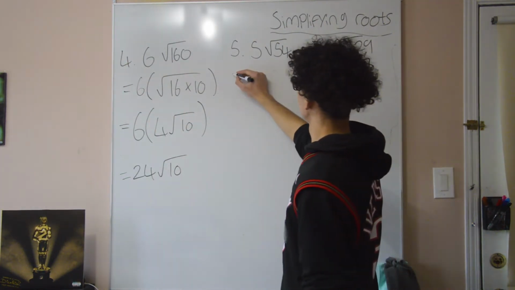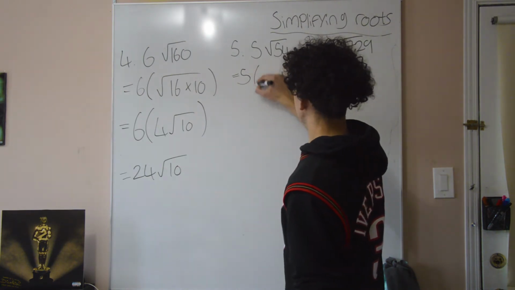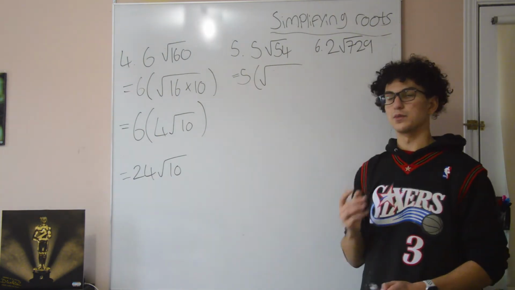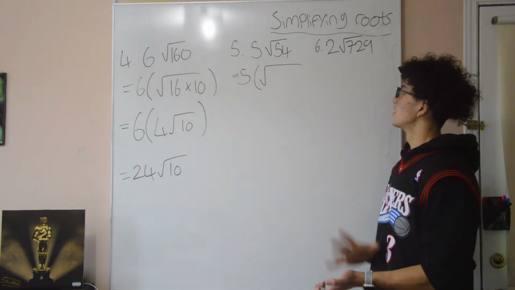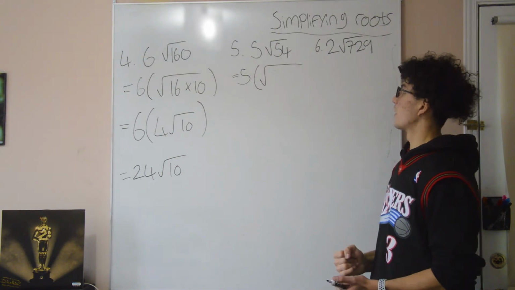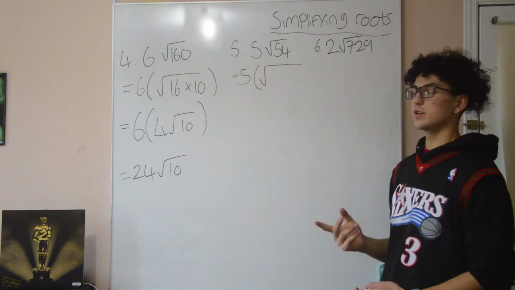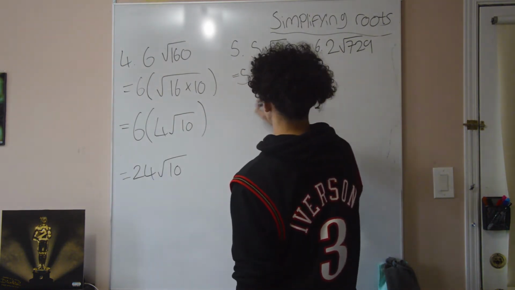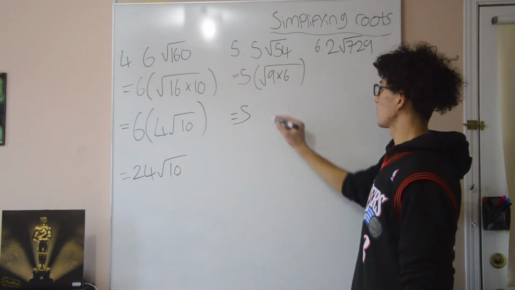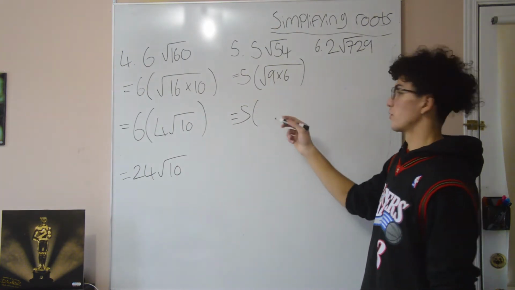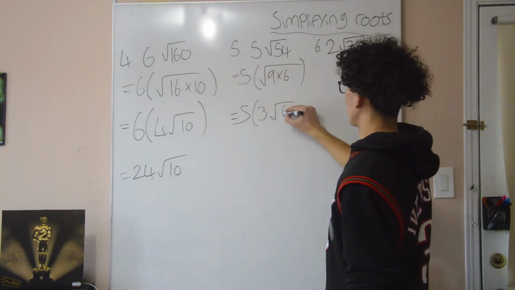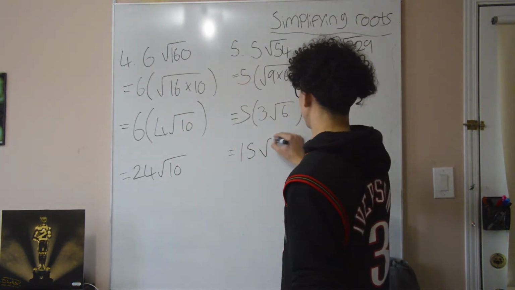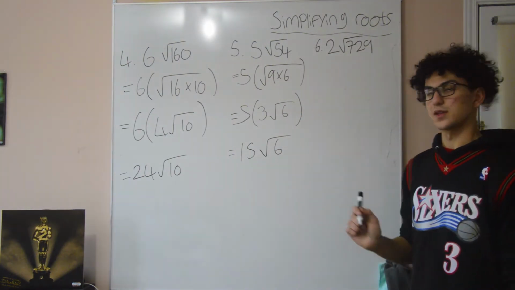Next up is this one, 5 times root 54. Now, once again, it's a root. What are our perfect squares? 4, 9, 16, and 25. This one looks like it has 9, right? 9 times 6. So, square root of 9 times 6, just like that. And then we get 5 times, well, what's the square root of 9? It's 3. And root 6. And then from here, 5 times 3, just 15 root 6, just like that.